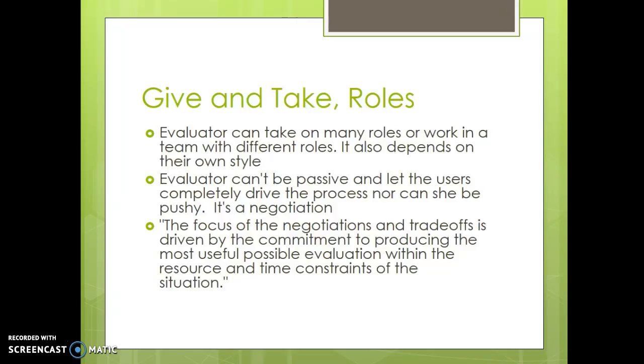So the evaluator can't be passive and let the users completely drive the process, because then it wouldn't be an accurate picture of the organization. But the evaluator also can't be pushy. You have to have that give and take again. So the focus of the negotiations and trade-offs is driven by the commitment to producing the most useful possible evaluation within the resource and time constraints of the situation.